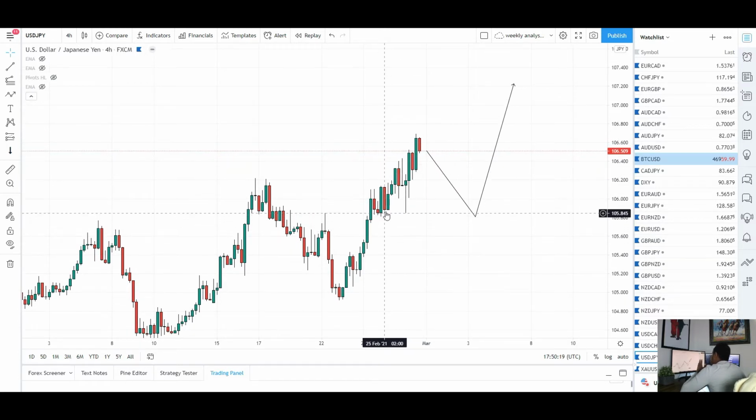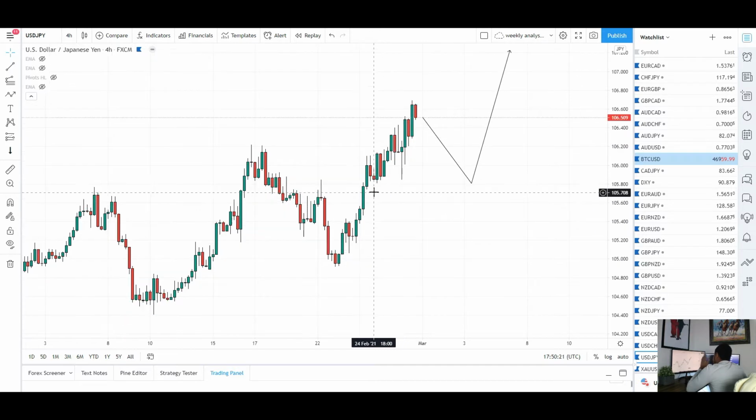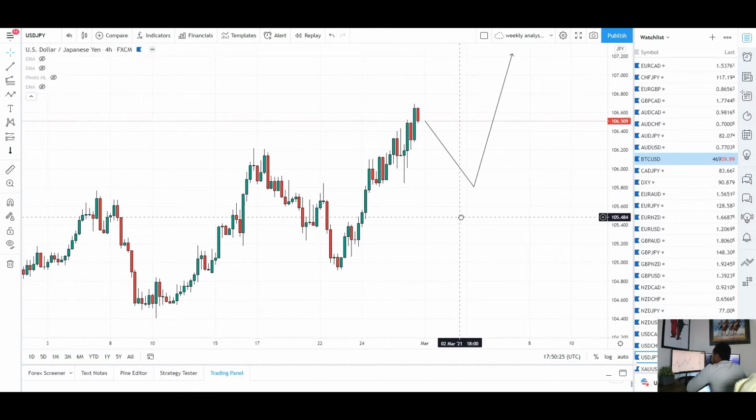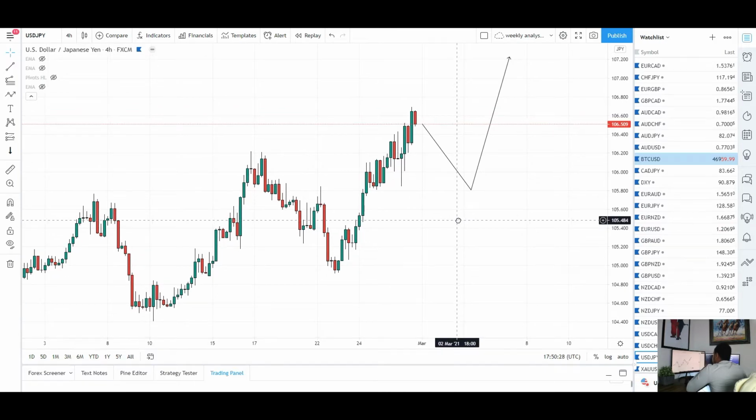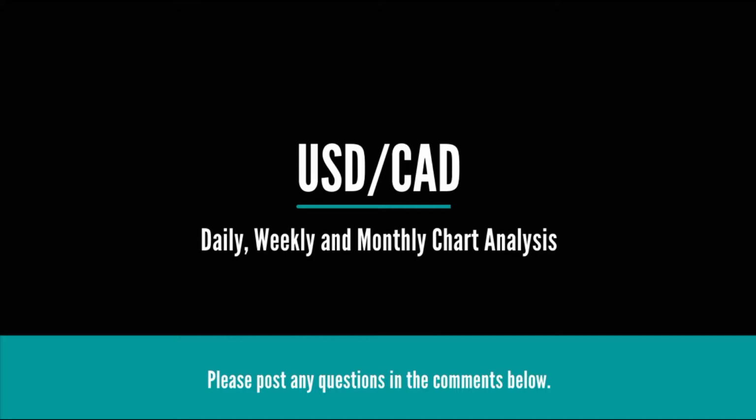But nonetheless, I think USD/JPY is still on its way up. Expecting to see a bit of retracement to start the week off, but I do think further continuation to the upside looks very likely. And next we've got USD CAD.